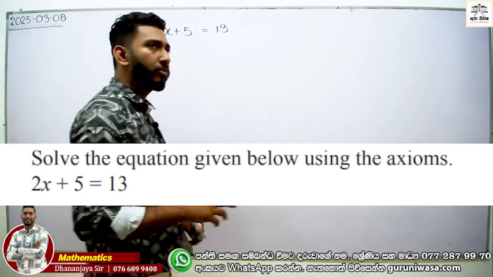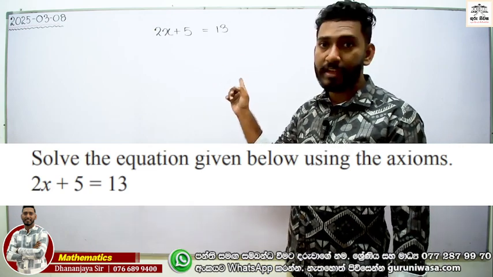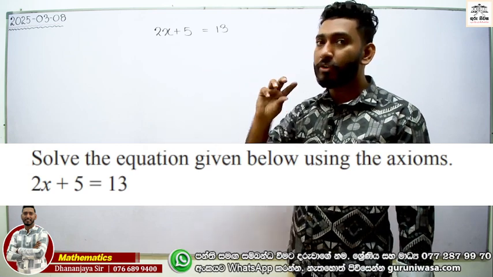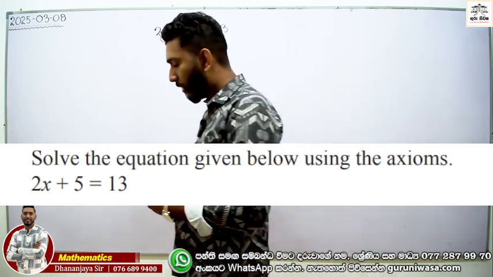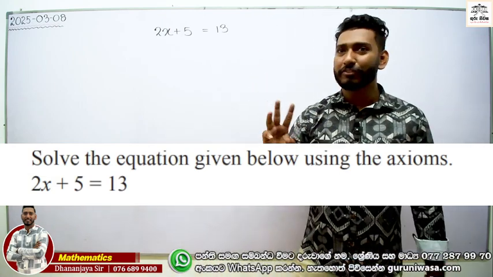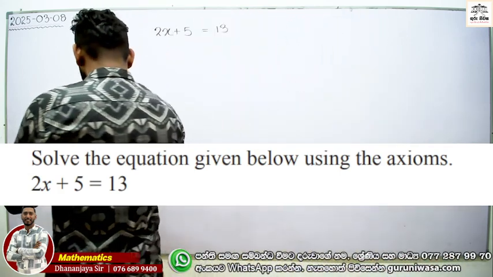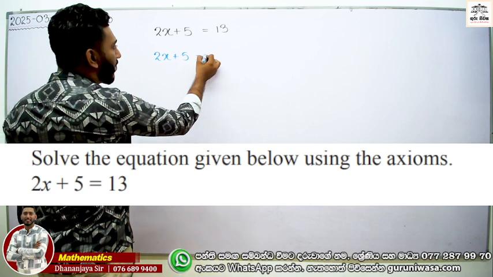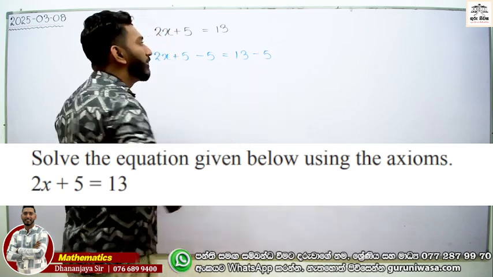Now, we know an equation has two sides, the left hand side as well as the right hand side. 2x plus 5 equals 13. Now what to do? First, we have to remove the 5. Here is a plus 5. Now I am going to apply axiom number 3. Do you remember axiom number 3? Subtracting equal quantities from equal quantities. Therefore, 2x plus 5, now I am going to subtract 5. Subtract 5 again from the right hand side.